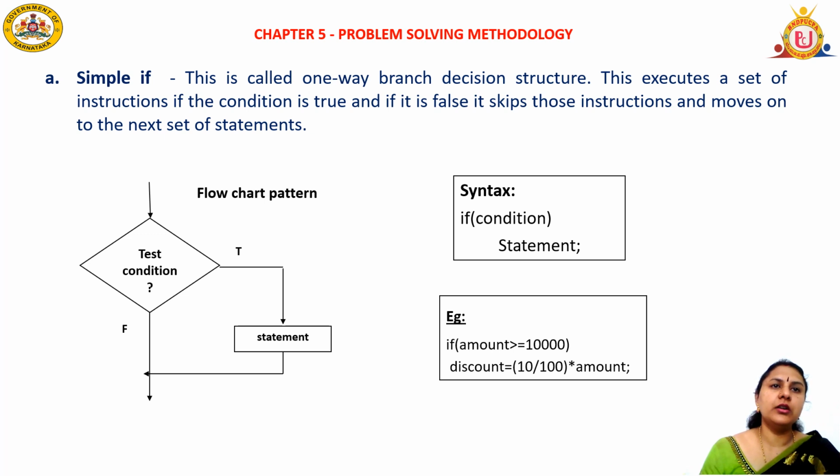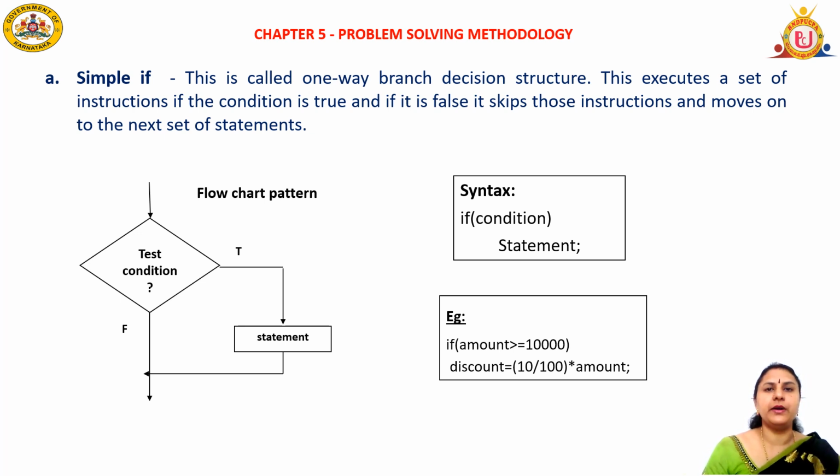Here are the flowchart, syntax and programming example. In the flowchart, first we have to test the condition. The condition is represented in a rhombus. If it is true, it will execute one set of statements. If it is false, it will move on to the next set of statements. The syntax for this simple if condition: it will execute the statement.